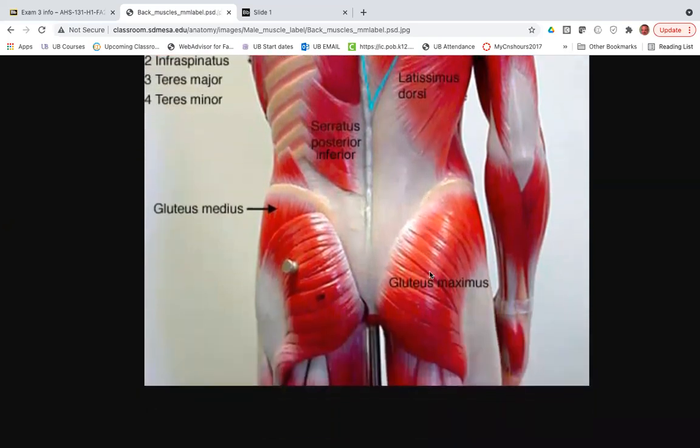In the back, we've got the glutes. There's your gluteus maximus. That's a large rump muscle. It's a powerful hip extensor. And then here's your gluteus medius, which is a primary hip abductor. When I do the lower extremity, we'll go over these in more detail.